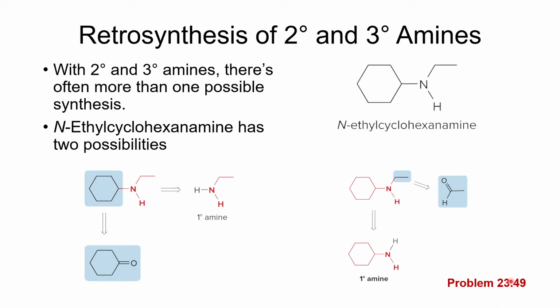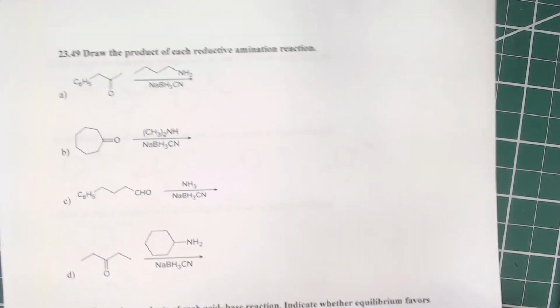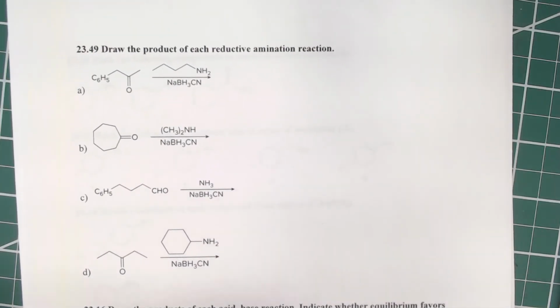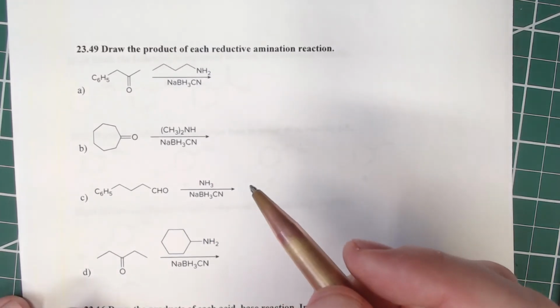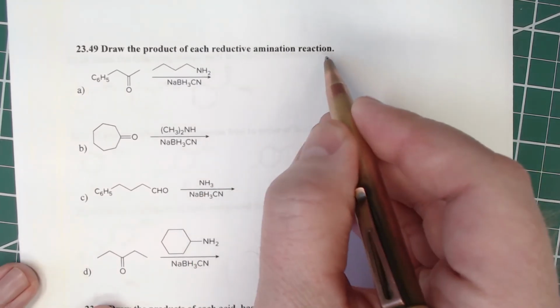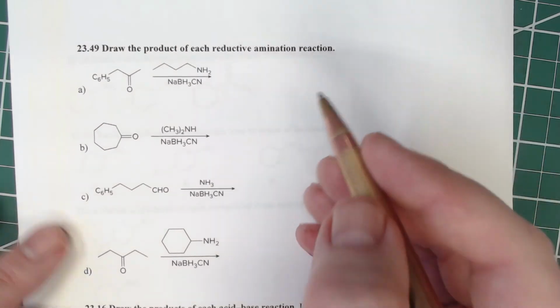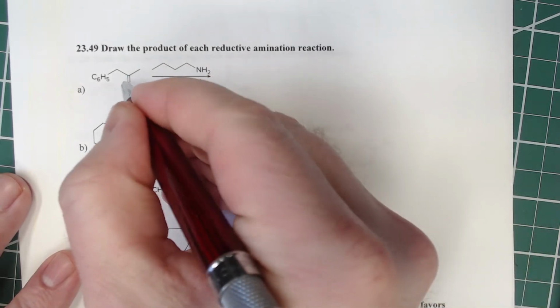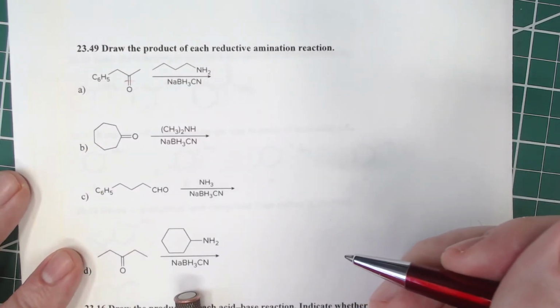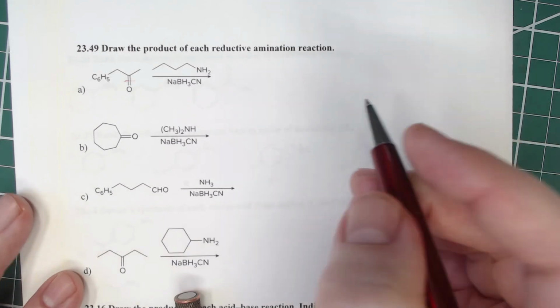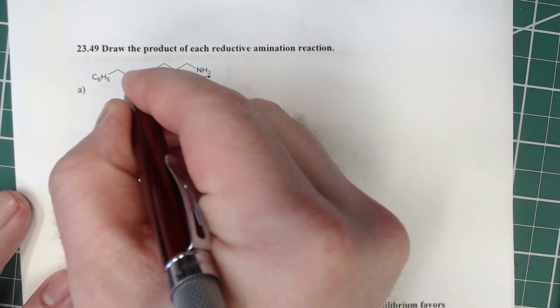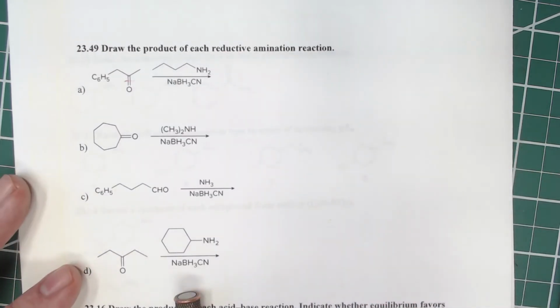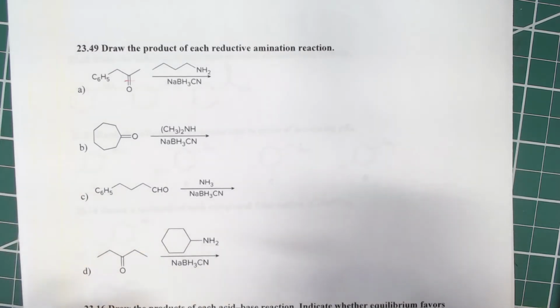All right, let's look at number 49 on the assignment. All right, so here we want to draw the product of each of these reductive amination reactions. Again, this is pretty easy. All you have to do is find your carbonyl compound, and we're going to break that carbon-oxygen double bond. So we're going to break the carbonyl, and we're going to make a new bond between nitrogen and that carbon. And that's pretty much it.